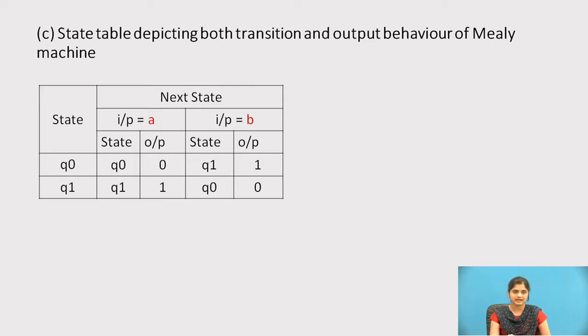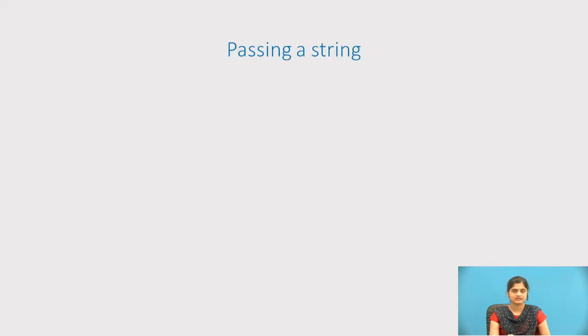If input A is given to the state q0, it reaches the state q0 and the output is 0 at that point. If A input is given to the state q1, it reaches the state q1 and the output is 1. Now for input B, if input B is given to the state q0, it moves towards the state q1 and the output is 1. If B input is given to the state q1, it goes towards the state q0 and the output is 0.